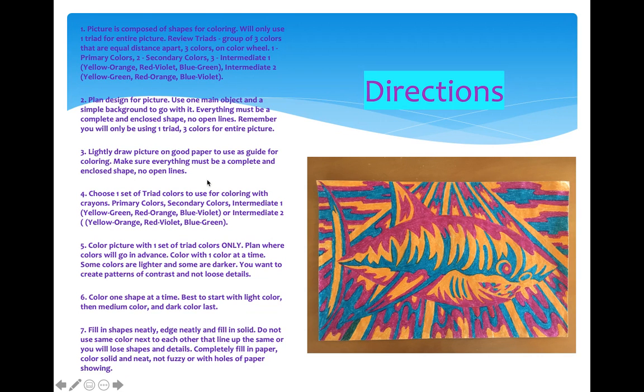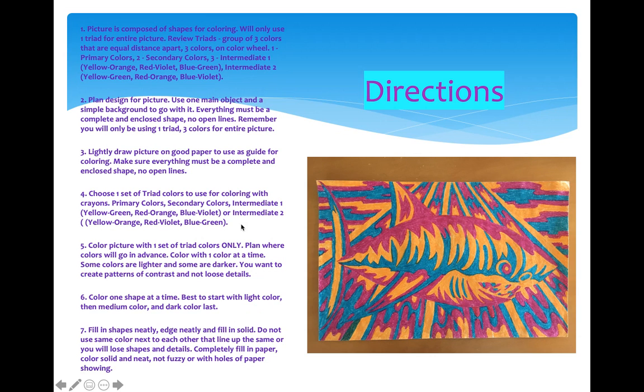Then we're going to go on to the good paper. You're going to lightly draw the picture on the good paper to use as a guide for coloring. Make sure everything is a complete enclosed shape, no open lines. And you want to choose before you start coloring which triad set.